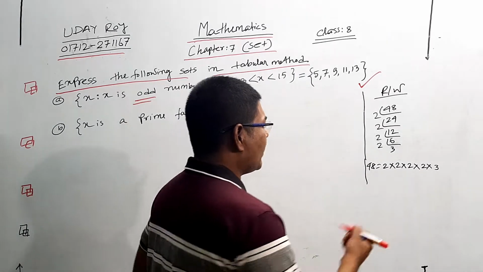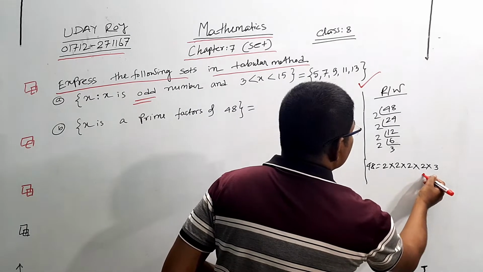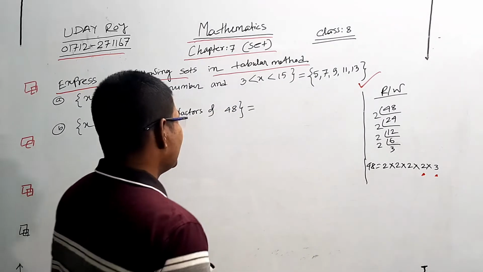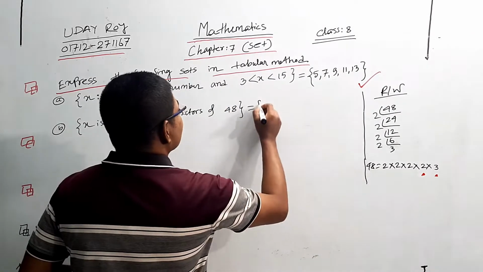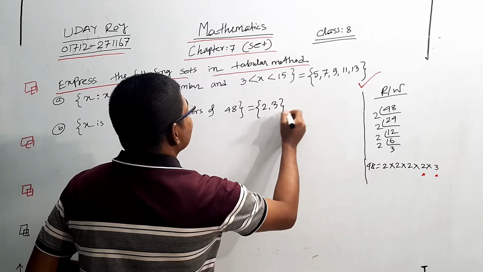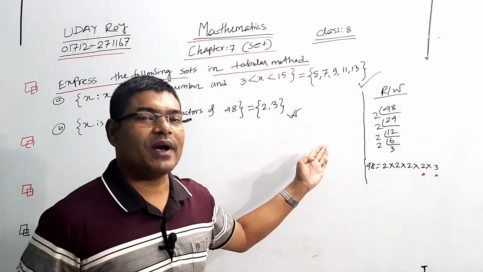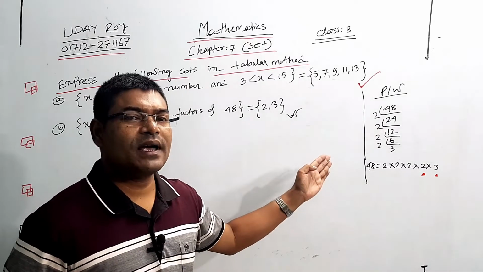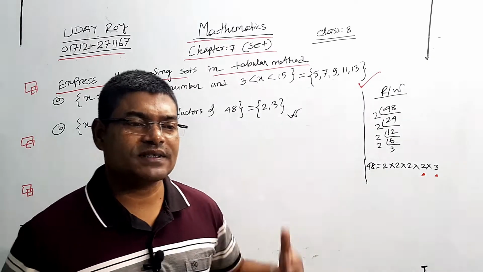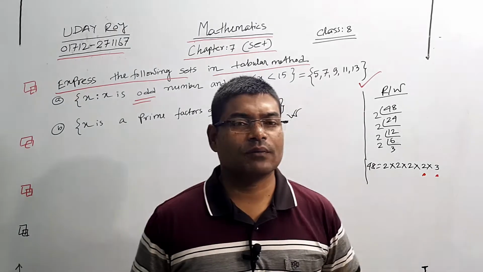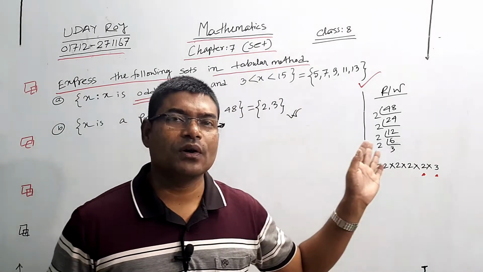So we can take 2 and 3. We can write the answer here only 2 and 3. These are the prime factors. Okay. Let's come back in maths number C. So already we have got prime factors and we have got odd numbers.